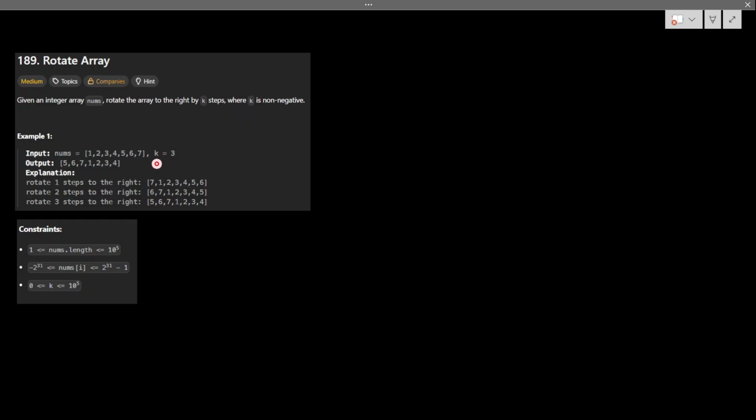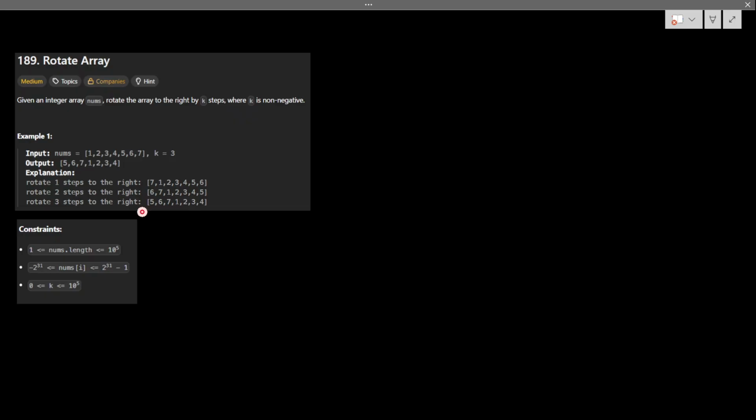This is a simple example. K equals 3. If I rotate to the right side, 7 comes out and goes to the other side, and the rest of the elements shift one step to the right. Then in the second rotation, 6 comes out and ends at this side. Likewise 5 comes out and comes inside from this place. Let's see what methods we could use to do this problem.